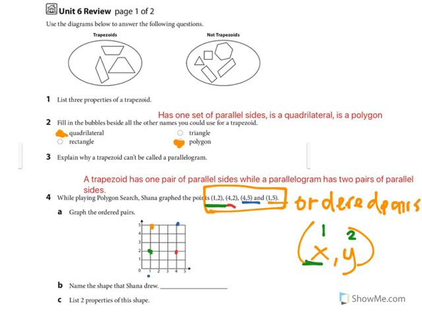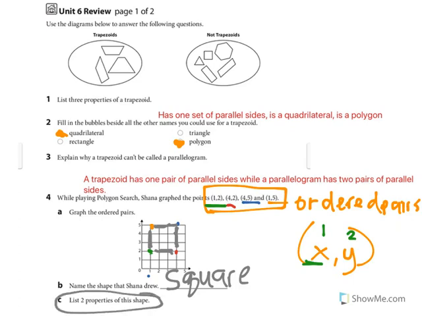Now I see Shana drew something really cool. What shape did she draw? Well, it looks to me like all of the sides are equal. They're all a distance of 3 away from each other. I have 4 right angles. I have 2 sets of parallel sides. I have 4 congruent sides. So what shape is this? This is a square. And now list 2 properties of this shape.